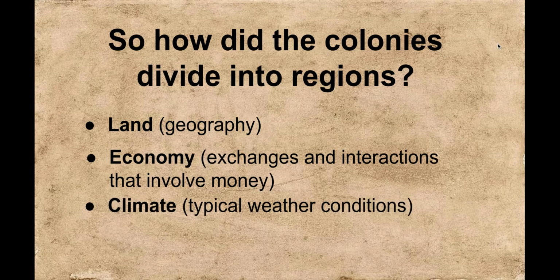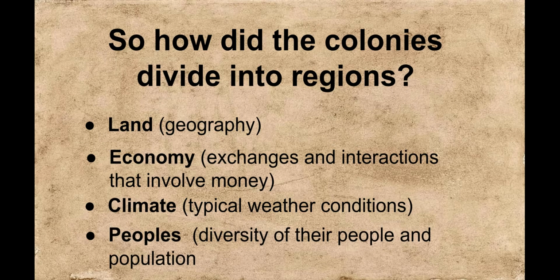We can also take a look at climate. How were these colonies divided by their typical weather conditions? Did they receive a lot of snowfall, a lot of rain? What was humidity like? And lastly, of course, are peoples. Now notice I use the plural, not people, but peoples. That's because when we speak about populations and diversity, multiple cultures form different groups of people. So we can use that plural of peoples to refer to all the different cultures within a region.